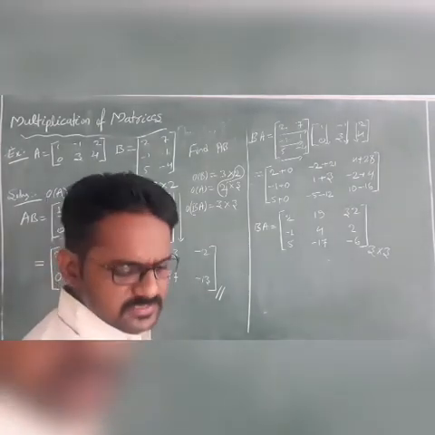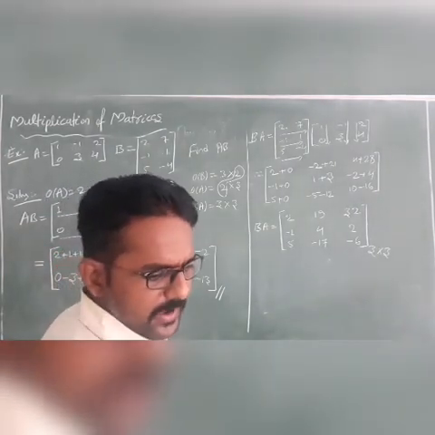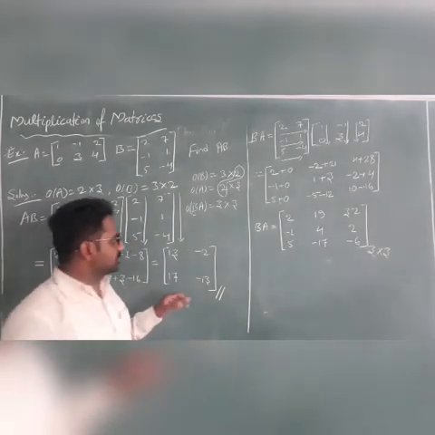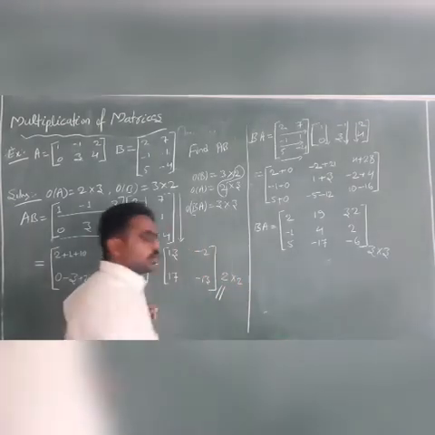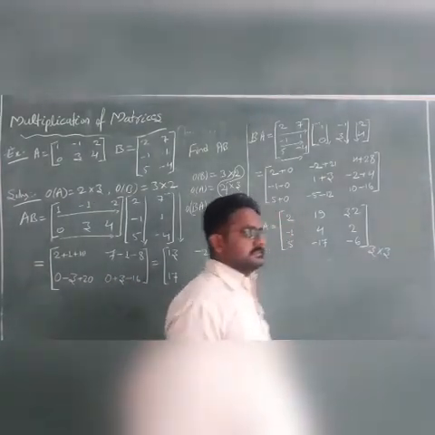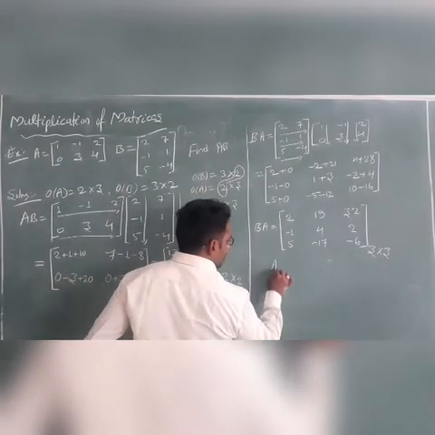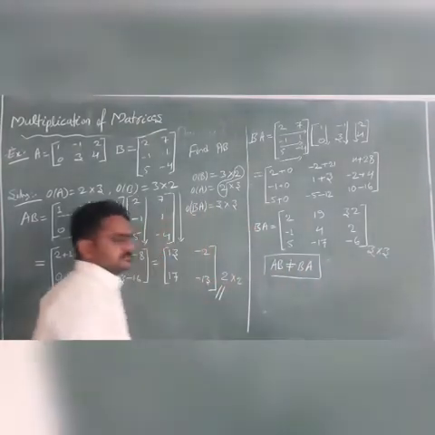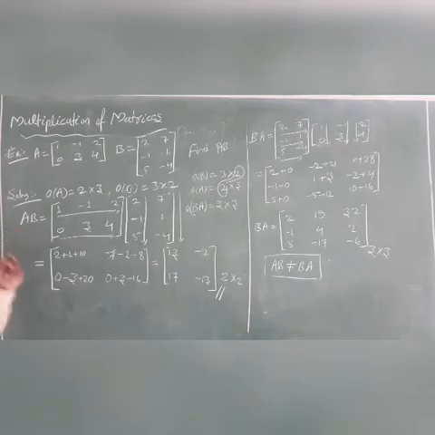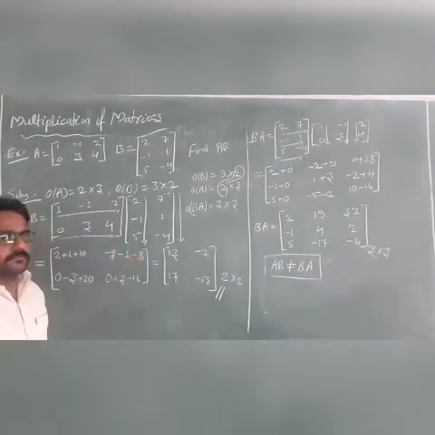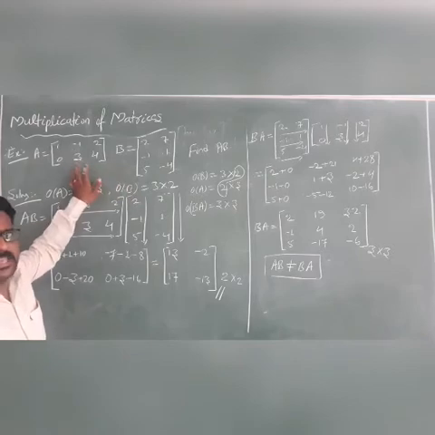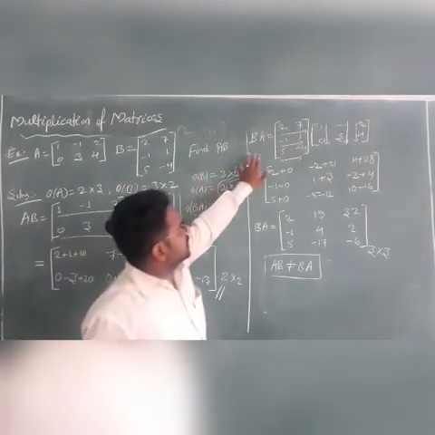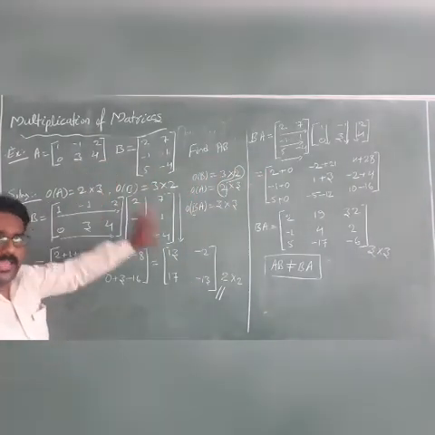Yes. AB is defined and BA is also defined. Just observe the thing here, students. AB, what is the order of the AB here? 2 by 2. And BA is 3 by 3. Can we say AB is not equal to BA? Yes, 100%. Just observe the matrix obtained in the AB and in the BA. Both are different. Even though we took the same matrices A and B, for the AB also we took the given matrices A and B. For BA also we took the matrices B and A itself.